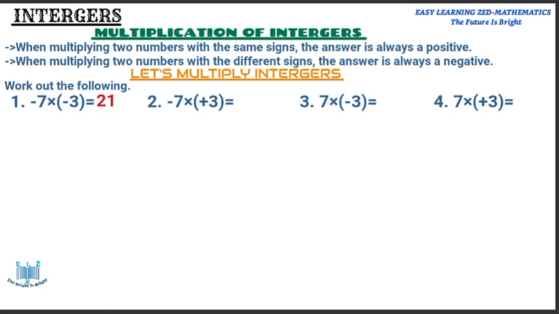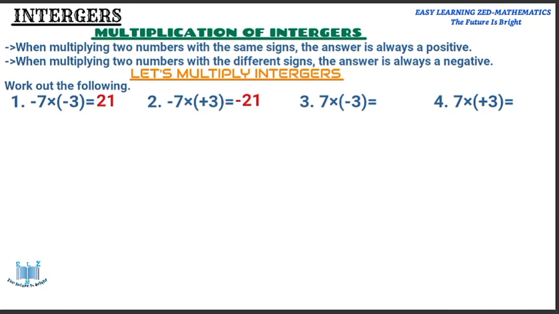Question 2, we have got -7 multiplied by +3. You can either write a plus sign in front of 3 or you can just write 3. They all mean +3. So -7 multiplied by +3. Now the rule we are going to use is rule number 2, which states that when multiplying two numbers with different signs, the answer is always a negative. So this means that our answer is going to be a negative. We can write -21 like that.